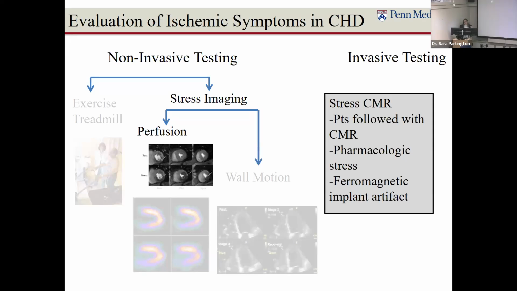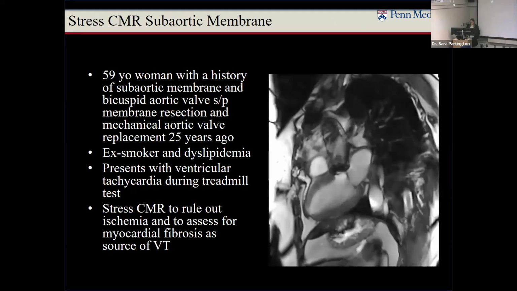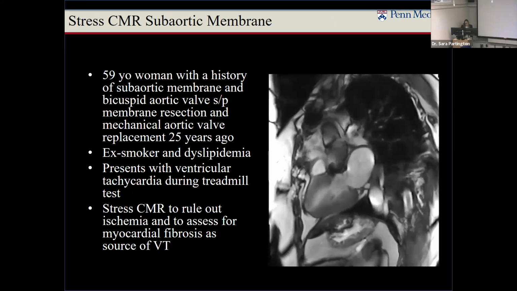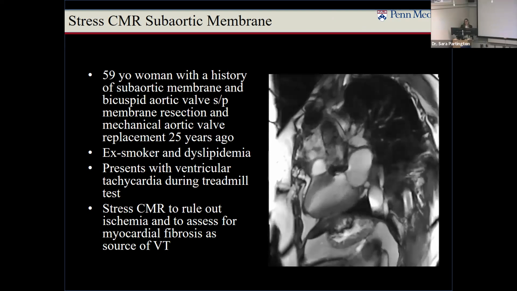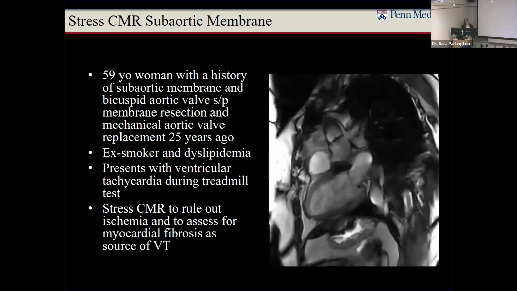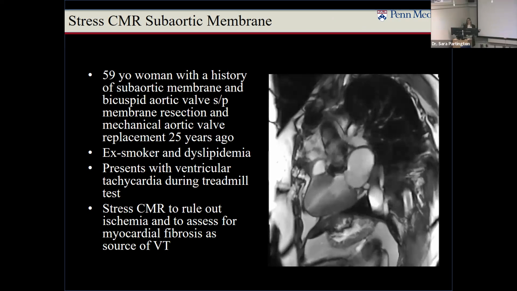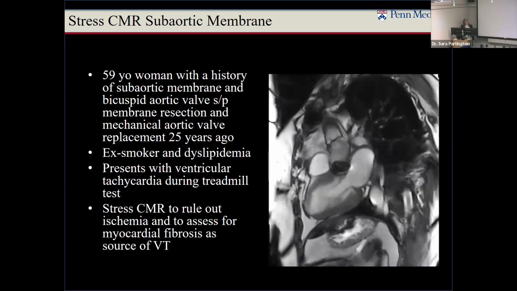Some of the limitations of stress MRI in our congenital heart disease populations is that generally we need to use a pharmacologic stress. And then of course, a lot of patients have had surgeries, they have metal implants, and that can create artifacts in some patients. So this is actually a case of a 59-year-old woman with a history of a subaortic membrane and bicuspid valve who underwent a membrane resection and mechanical aortic valve replacement 25 years ago. She is an ex-smoker and had dyslipidemia, so she does have vascular risk factors. And she presented with ventricular tachycardia during a routine treadmill test.